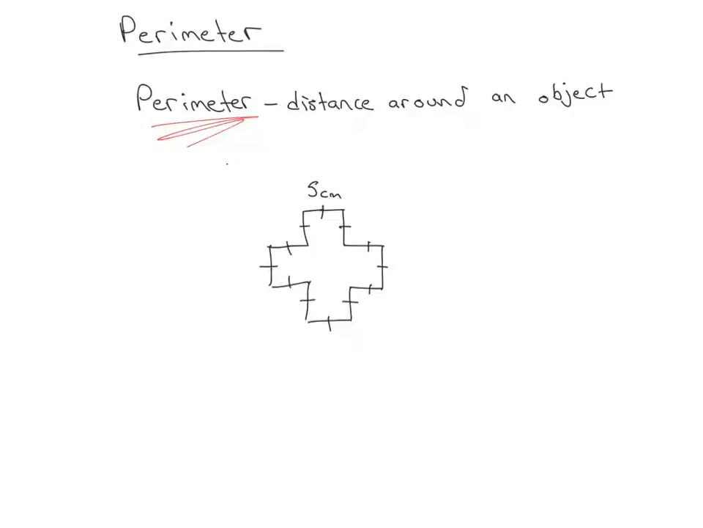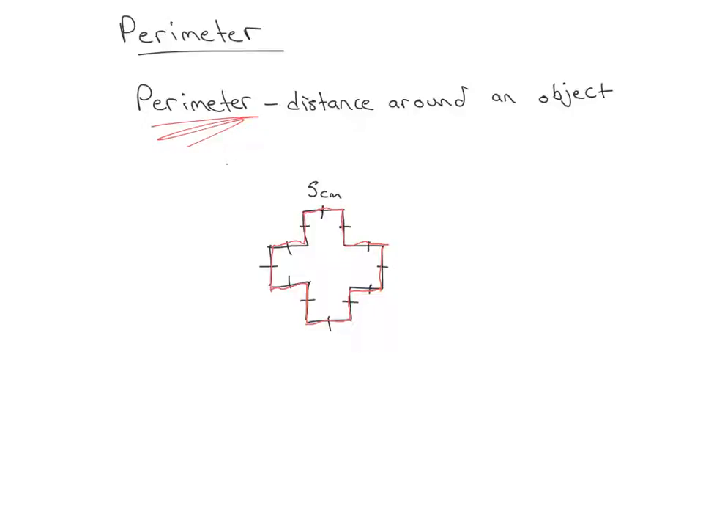So in this question here, what we're trying to do is find out what is the distance if I traveled around the edge of this object. So you can see we're going to make that whole distance around. Now a couple important things for you to note here.